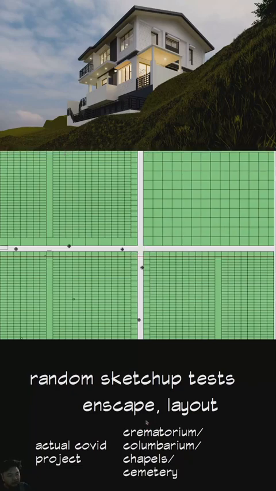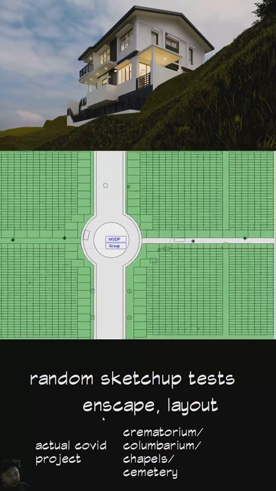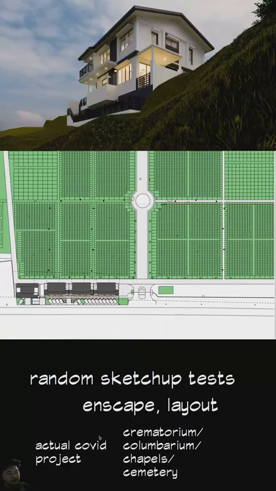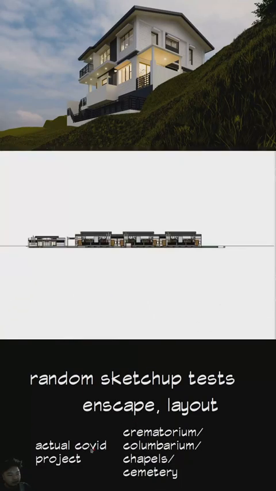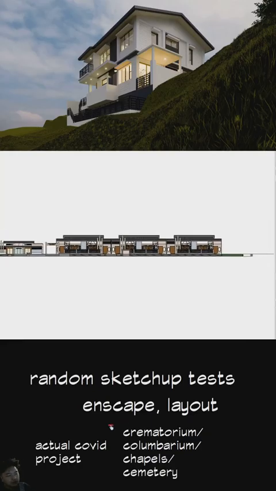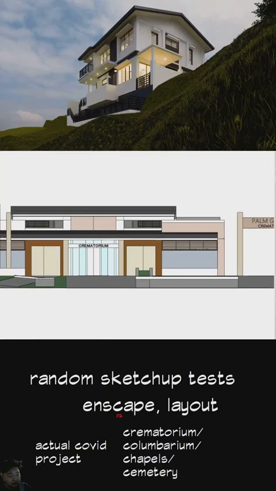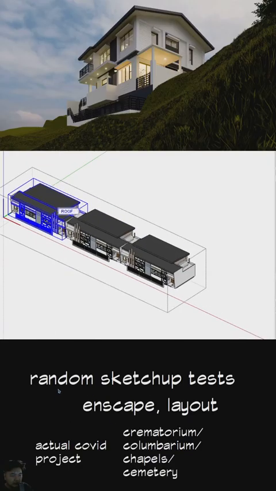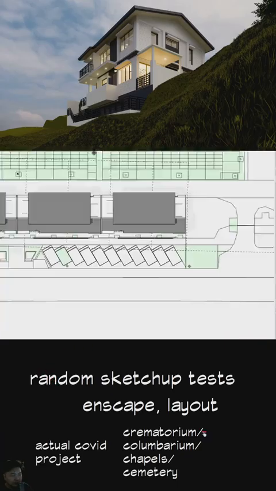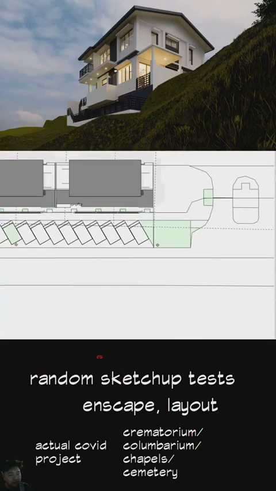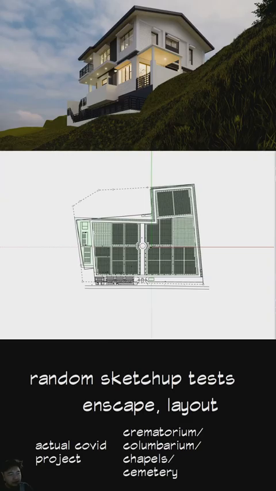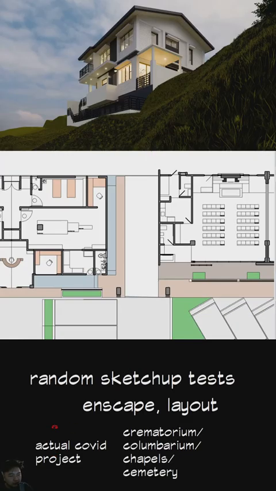Even columbariums have minimum standards for pathwalks and guidelines. Next, the facade or the front will be the chapels, these three, and then the crematorium. This building on the left is actually flipped, and these ones are all to scale. And if I go to the next scene again, then I can see the floor plans.